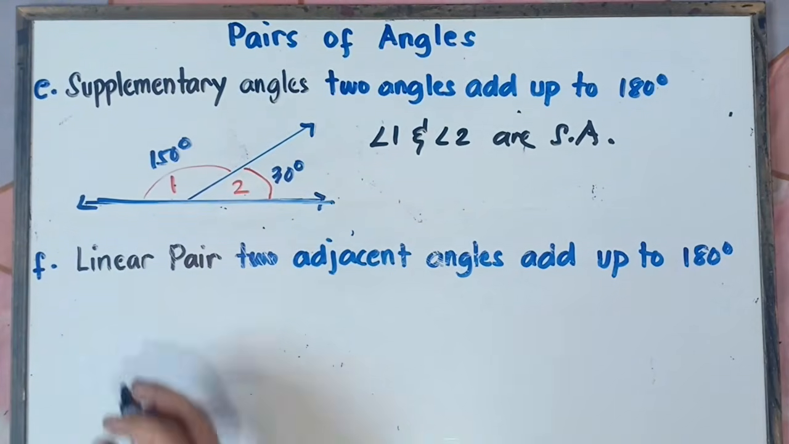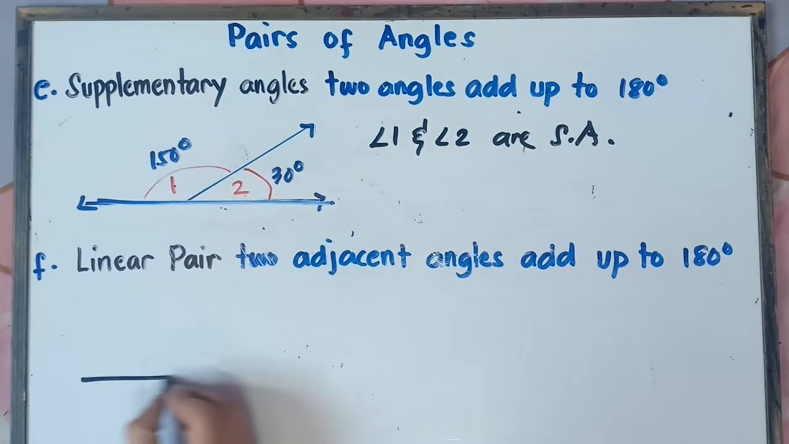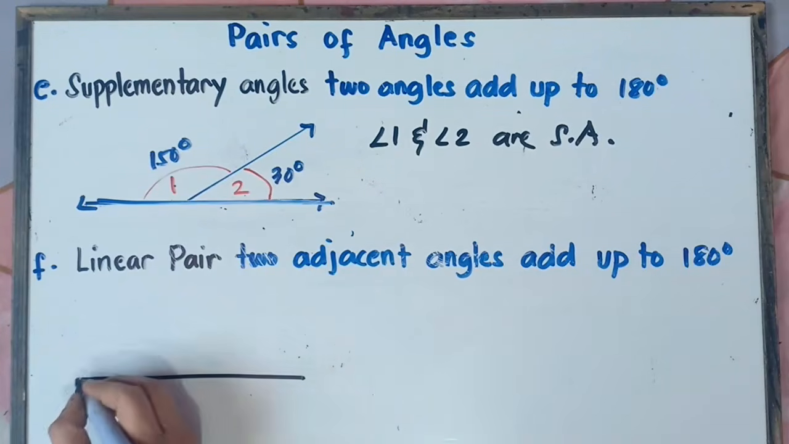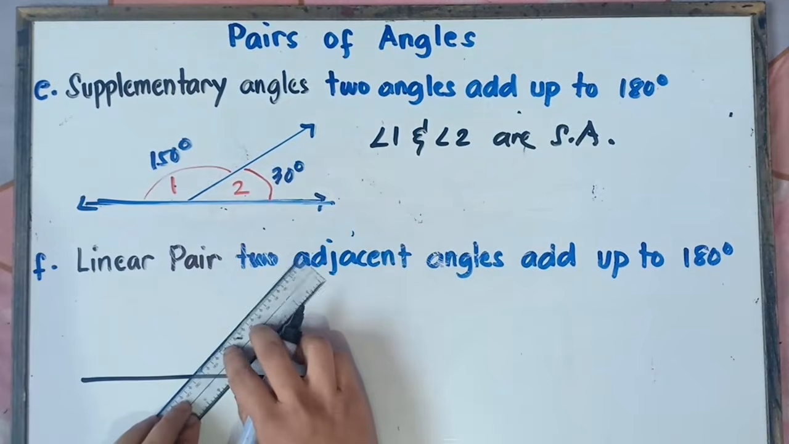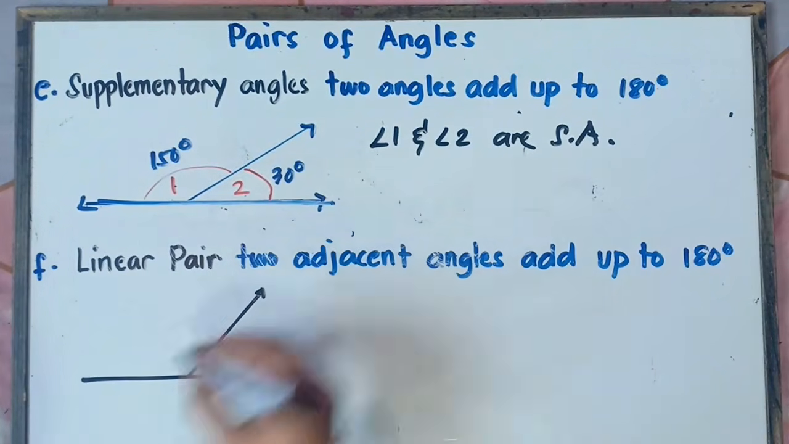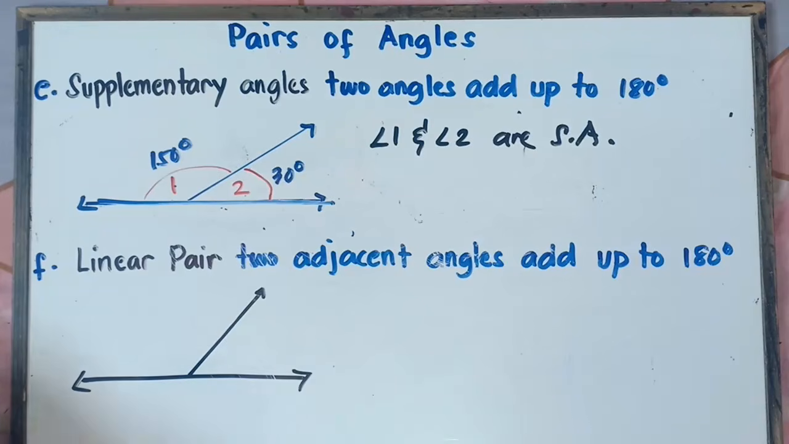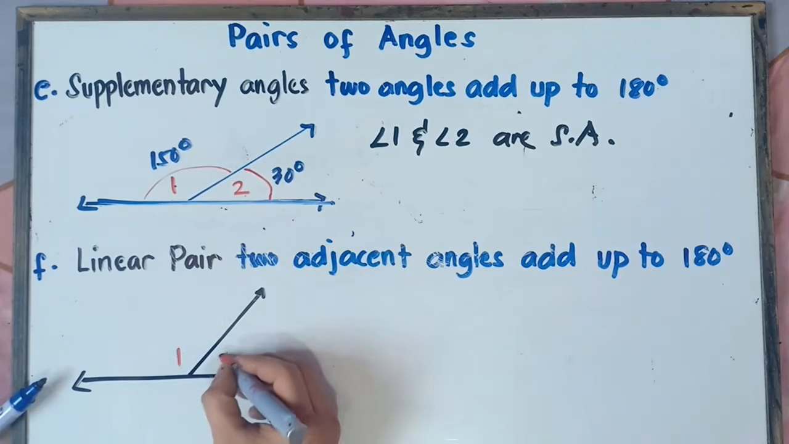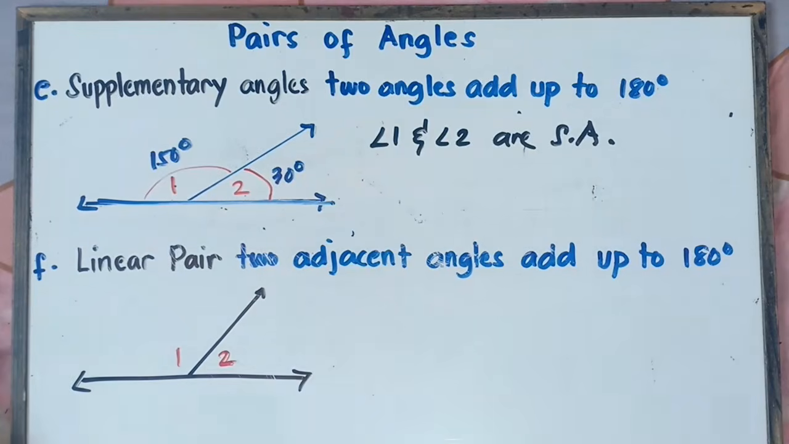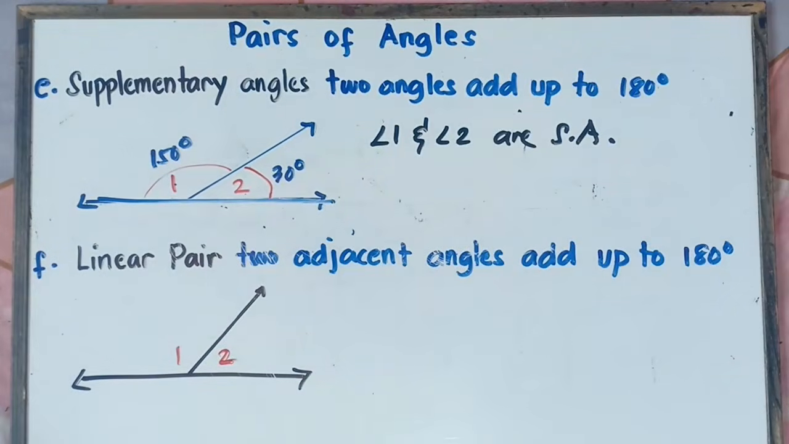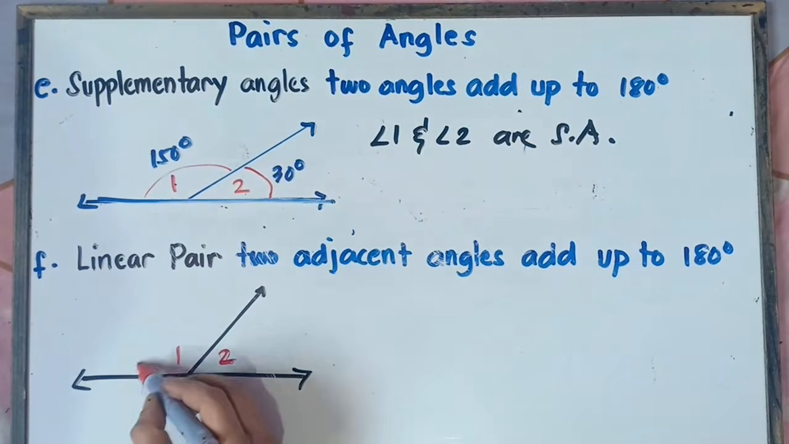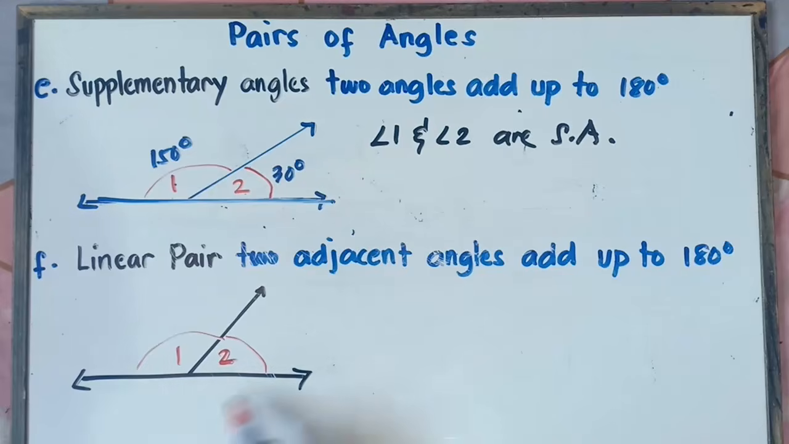Let's have an example, class. This one right here is angle 1, and this will be angle 2. Once again, class, this is angle 1, this is angle 2. Now, question, class. Can we call angle 1 and angle 2 a linear pair? Yup, we can call this one a linear pair.